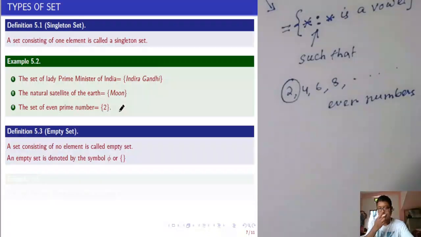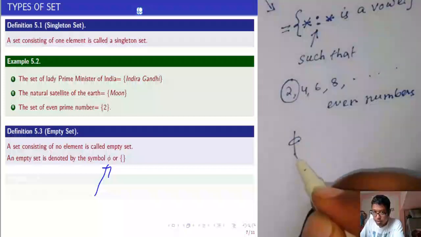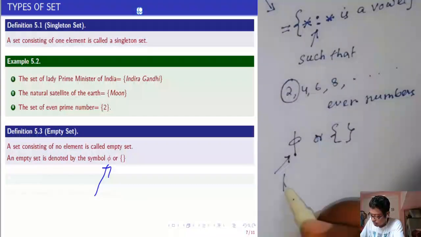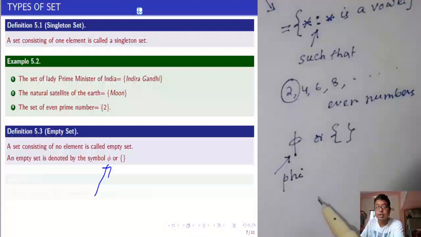Next one is the empty set. The word itself is saying no element is present there. A set consisting of no element is called an empty set. An empty set is denoted by this symbol. I can use either this symbol or this symbol, and the name of this symbol is phi, spelled PHI, read as phi.